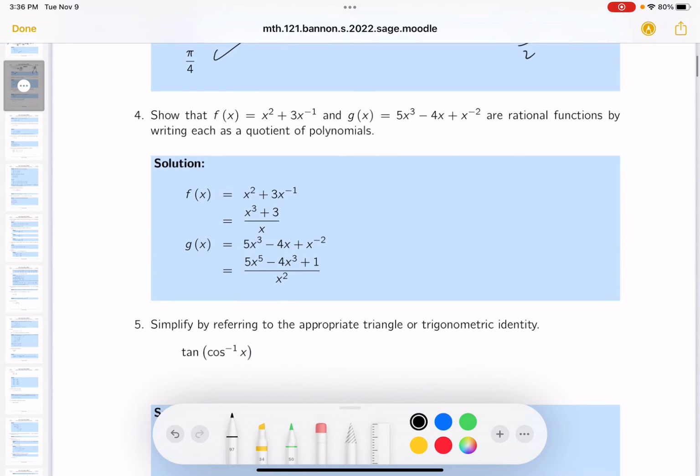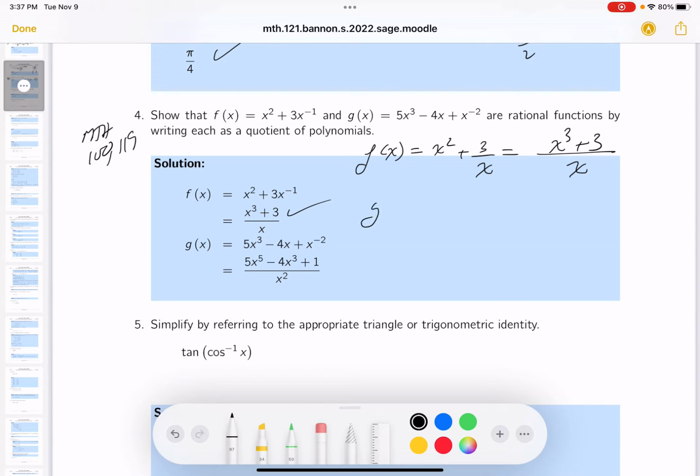All right, this one says show that this and that are rational functions by writing each as a quotient of polynomials. Well, a rational function is a ratio of 2 polynomials. Let's do this, see what we get. What's f of x? Oh, by the way, this is Math 100 and Math 119. All right? So what do you get? X squared plus 3 over x. And I'm going to write that as a single fraction, and that would be x cubed plus 3 over x. All right, that answer is right over there. We wrote it as a ratio of 2 polynomials.